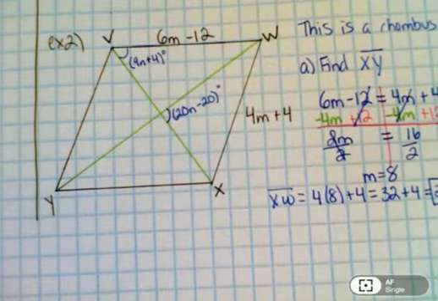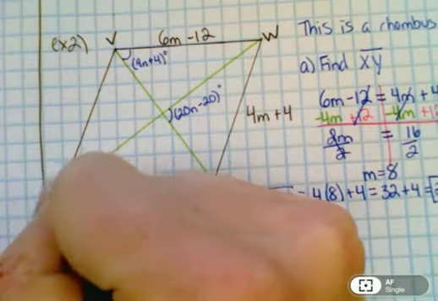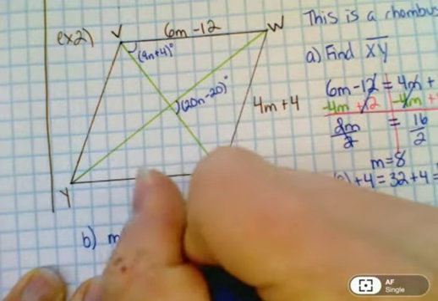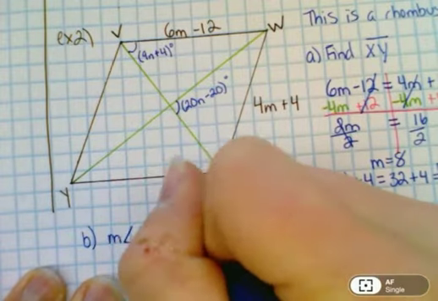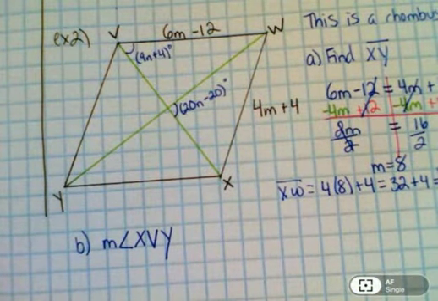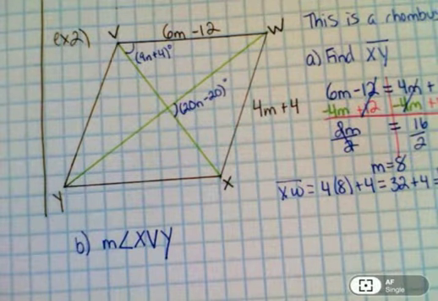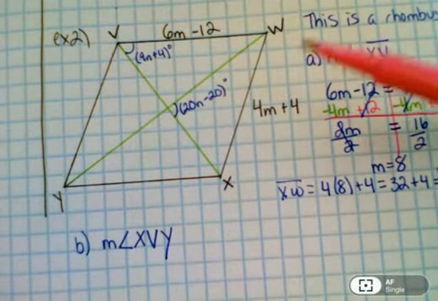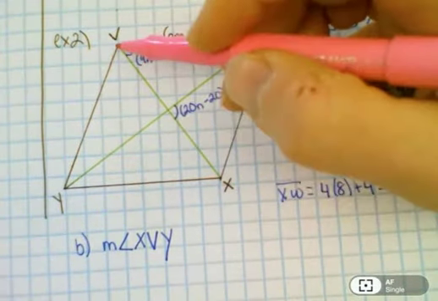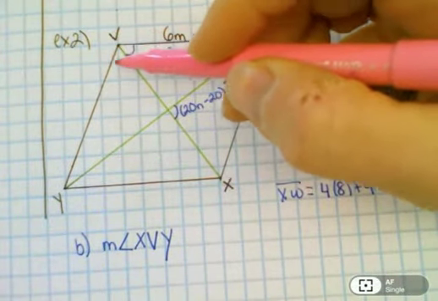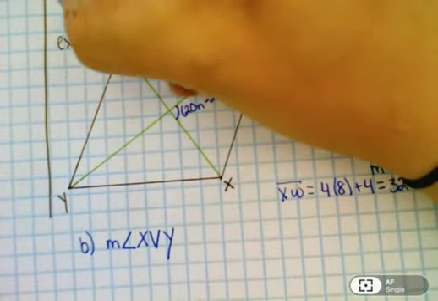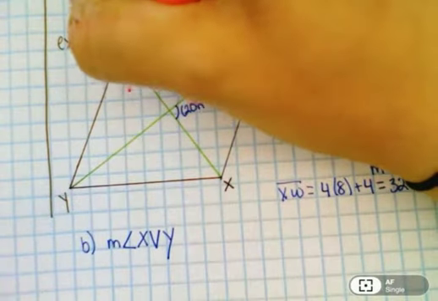So next we need to find, this is part B, we are going to find the measure of angle XVY. So take a minute, locate that angle XVY, see if we can figure out where it is. So XVY has V as its vertex because that's in the middle, and it's going to go out to X on one side and Y on the other. So we're looking for this angle here.